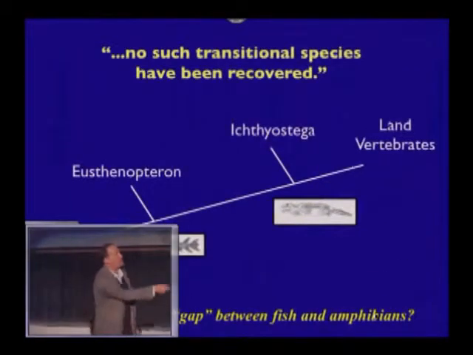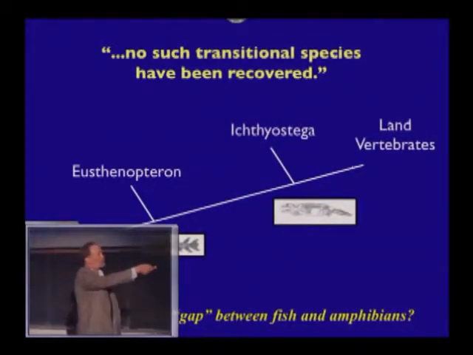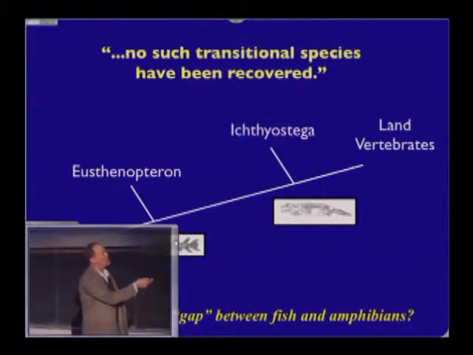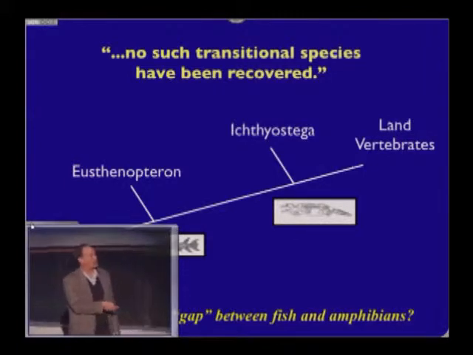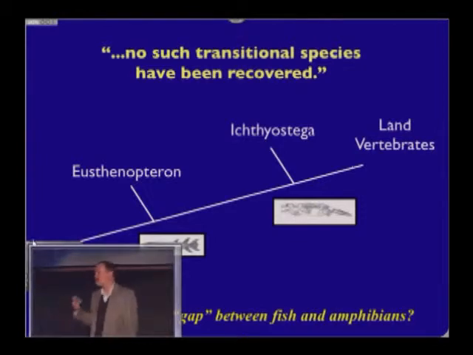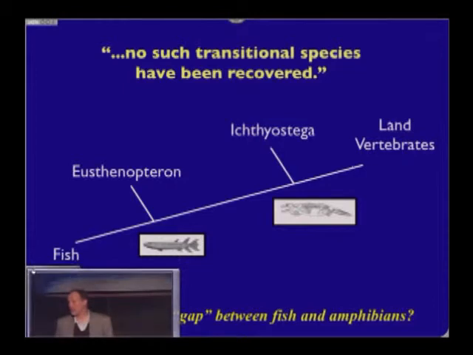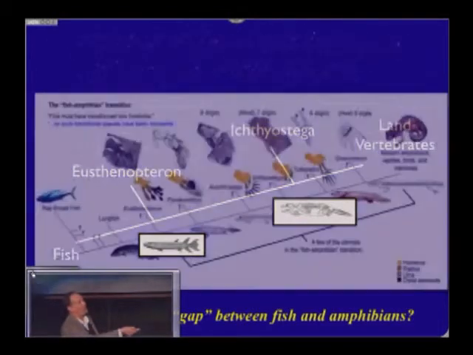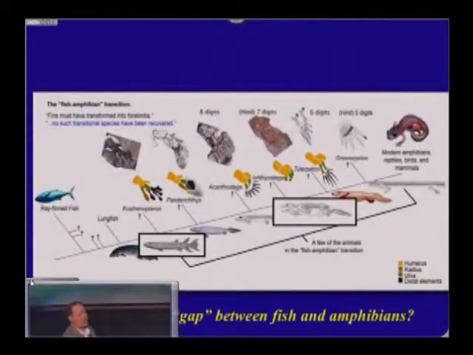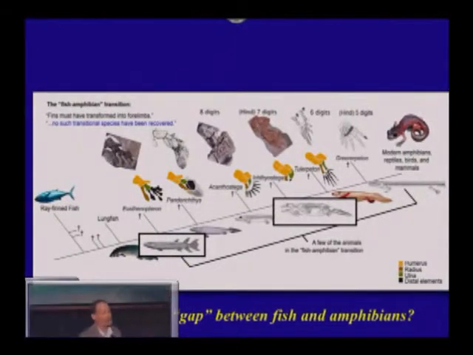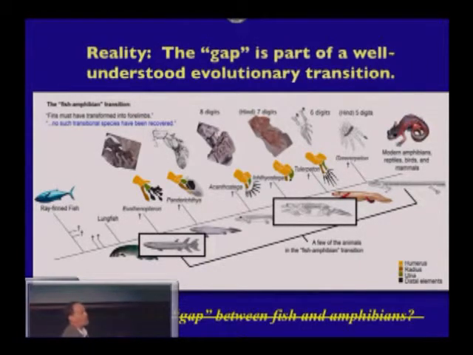What they've done is on the transition from fish to land vertebrates, they've picked up two examples, Eusthenopteron and Ichthyostega, and they say, you know, no transitional species have been recovered. Evolution has an unbridgeable gap. Now, what have they done with respect to what we really know about this transition? The answer is they've ignored most of it. If you actually look at what we know about this transition, they've picked up two species, ignored two transitional forms, Acanthostega and Panderichthys, and pretended these are the only ones that are there. So in effect, this statement is bogus.